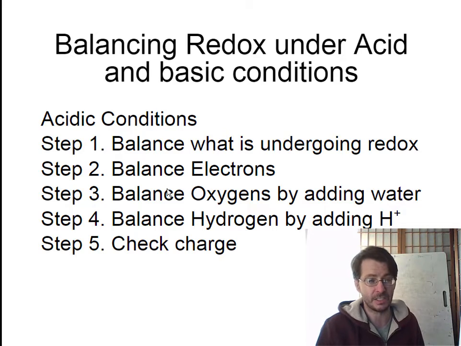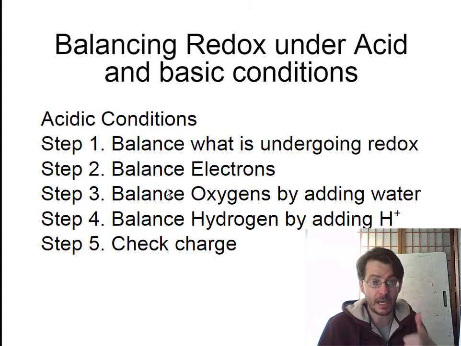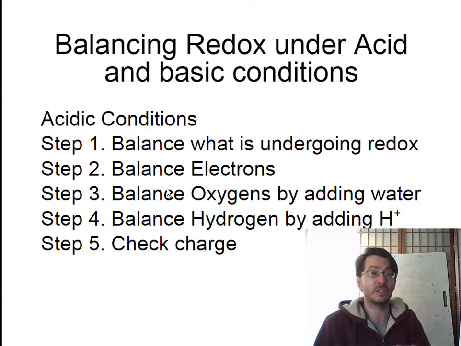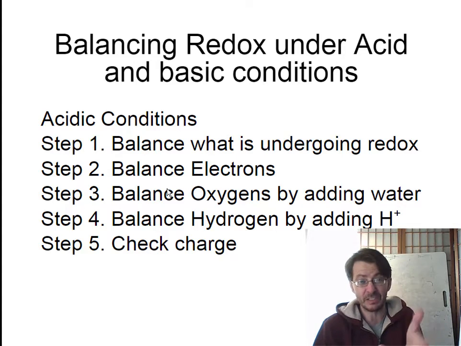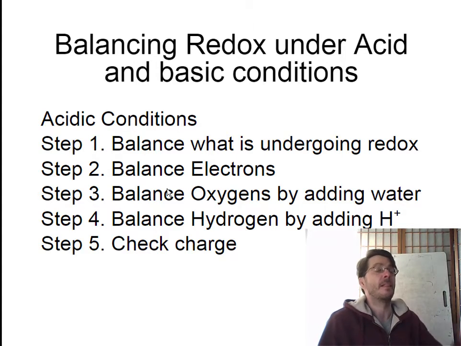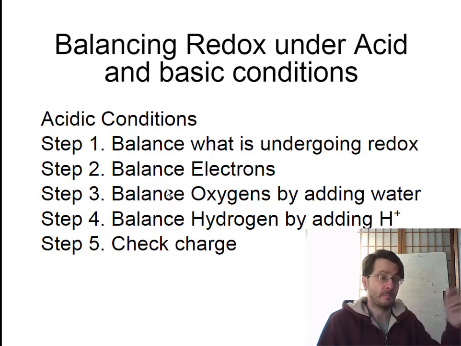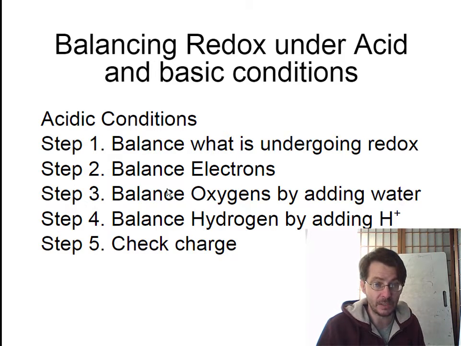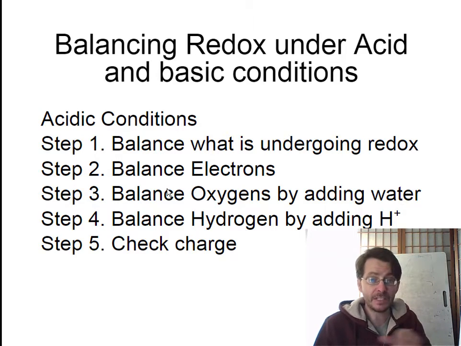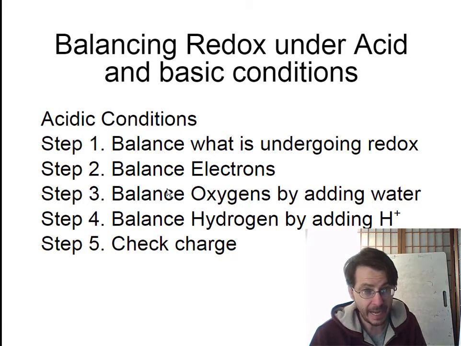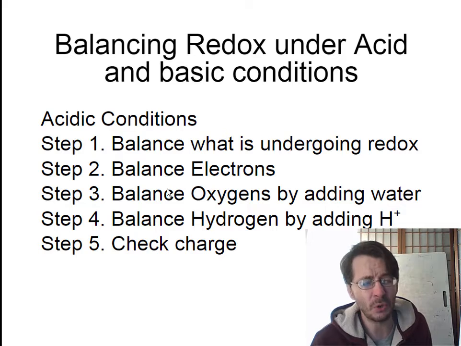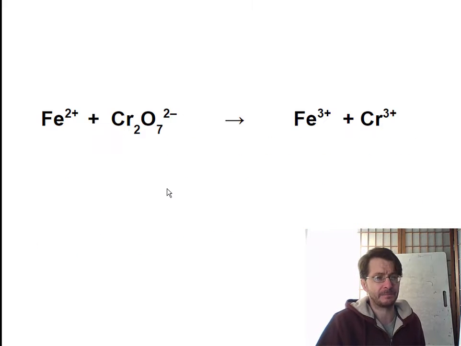Balance it under acidic conditions because the process is simple. You balance the element undergoing oxidation or reduction. If there's two atoms, you need to make sure that there's two atoms on each side of the equation. Start there. Then you balance the electrons by modifying the coefficients like we saw. And then you balance the oxygens by adding water. And you balance the hydrogens by adding H+. We'll go through it. All right, so let's take a look.